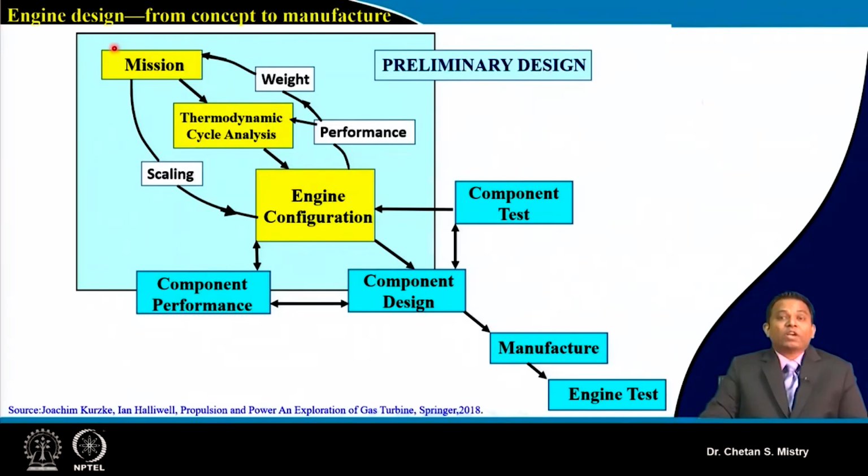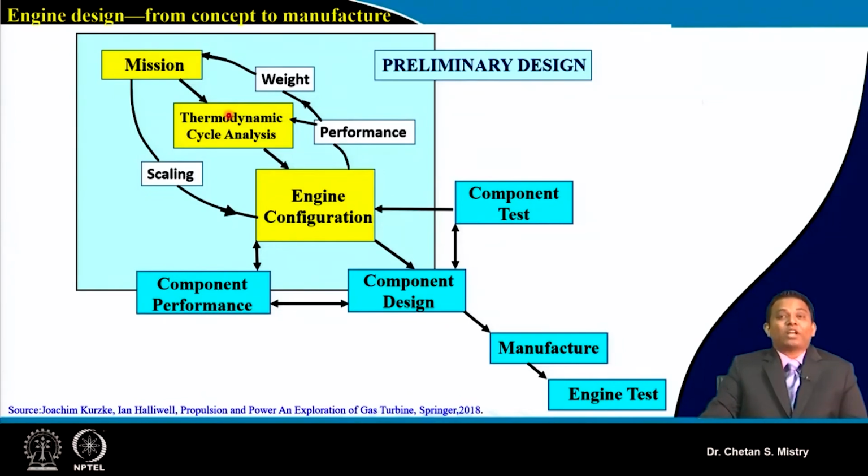What we have discussed, we have our specific mission. And we can say the mission we have discussed is in the sense of thrust, specific fuel consumption, and my flight envelope. All this data will be given from, say, your airline companies or aircraft manufacturing companies. Now, based on all this data, the very first step that comes is doing your thermodynamic cycle analysis.